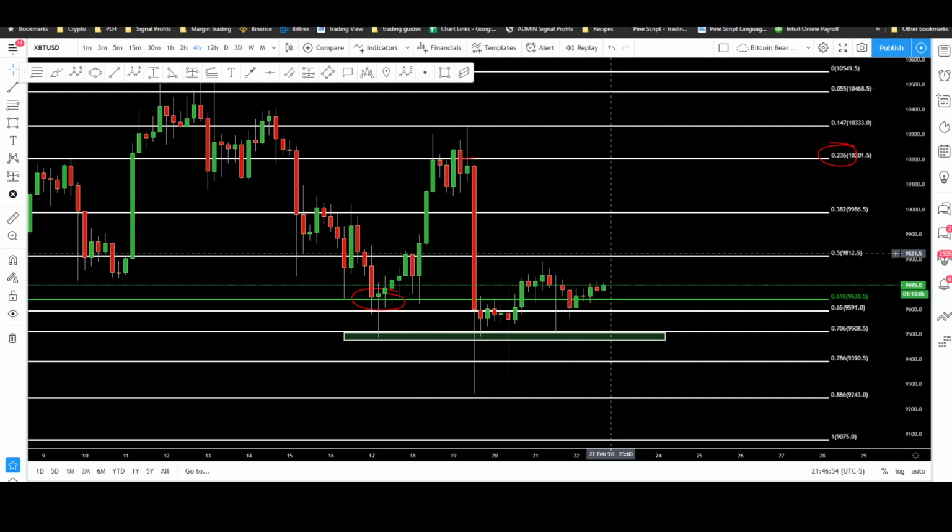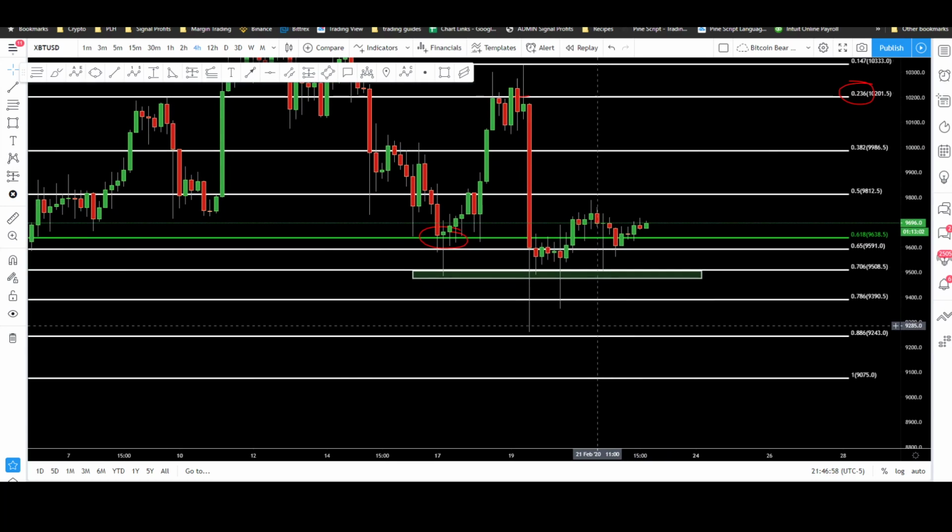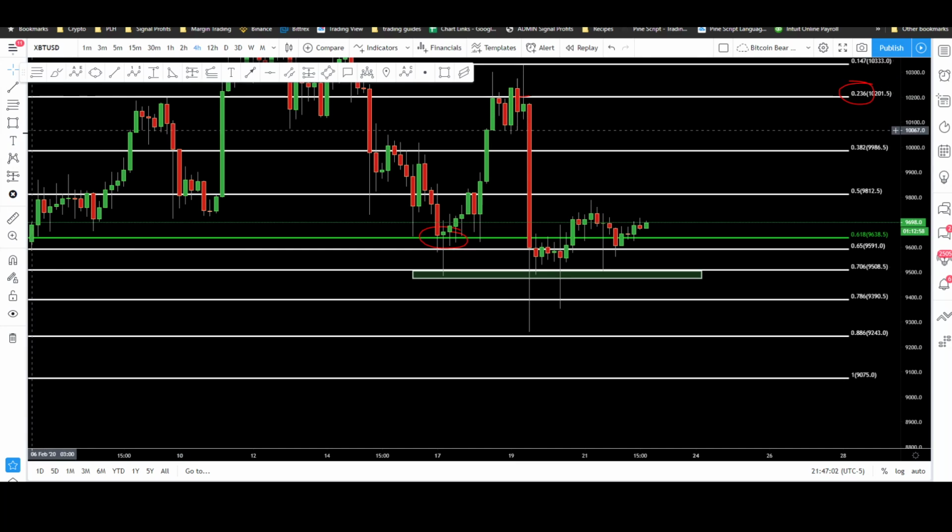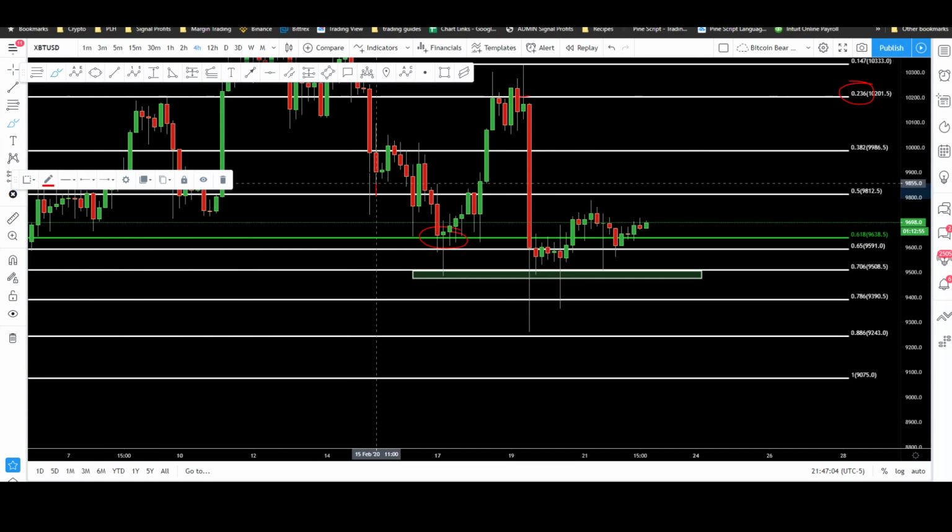If we do break up out of this, then we could get rejected right here. Now this trade is actually really high risk because of all of these stop hunts going on in the market. So we're not using a hard and fast stop loss. We're using basically a candle close manual stop loss. So that's just using Fibonacci.